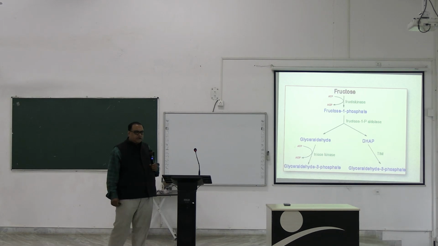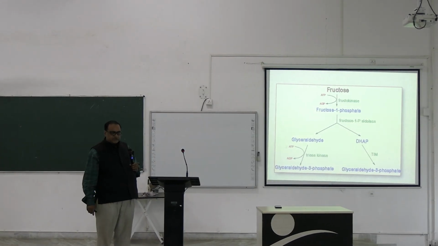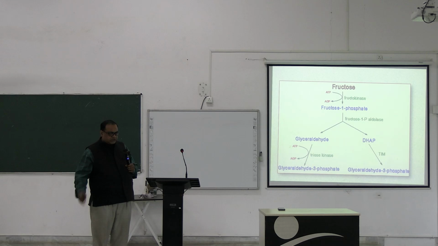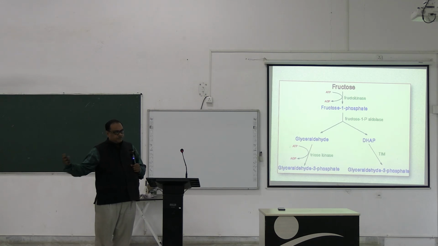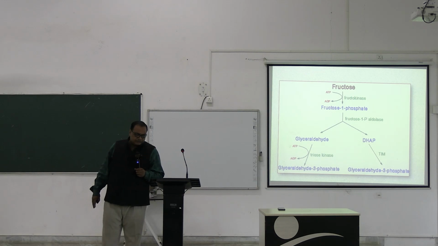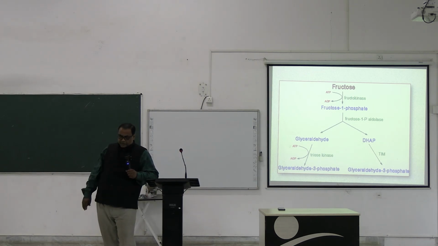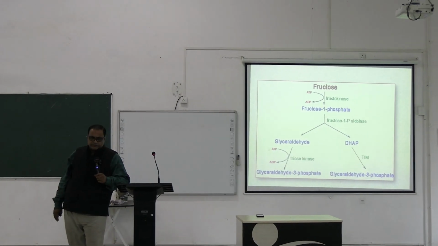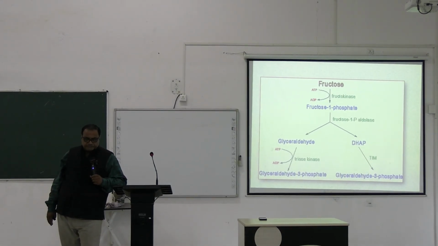So we need to remember 3 enzymes. Fructokinase, it requires ATP and magnesium ion. Then aldolase B, it splits the molecule into 2 halves, glyceraldehyde and dihydroxyacetone phosphate. The DHAP goes to glyceraldehyde 3-phosphate by triose phosphate isomerase and enters the glycolytic pathway. The glyceraldehyde is phosphorylated to glyceraldehyde 3-phosphate via triose kinase in presence of ATP and magnesium ion. Glyceraldehyde 3-phosphate enters the glycolytic pathway.